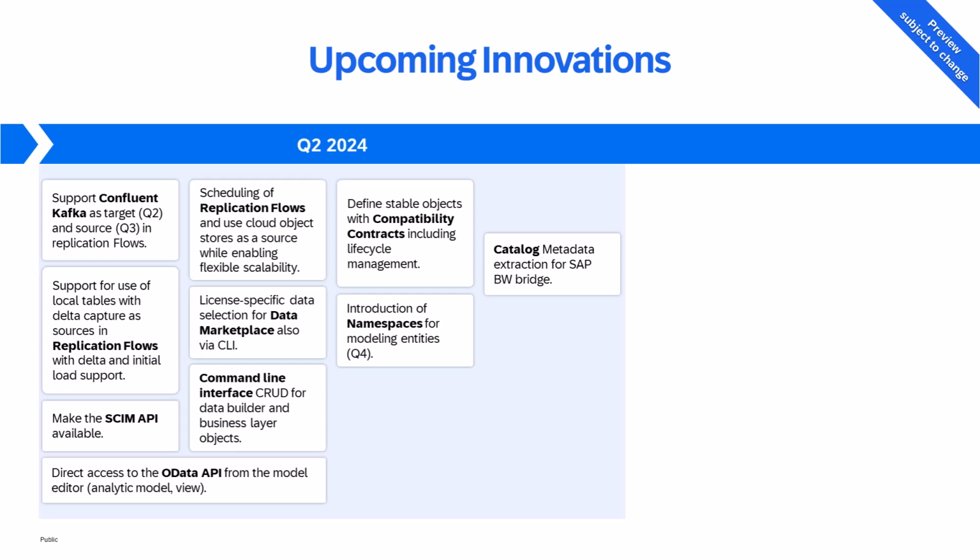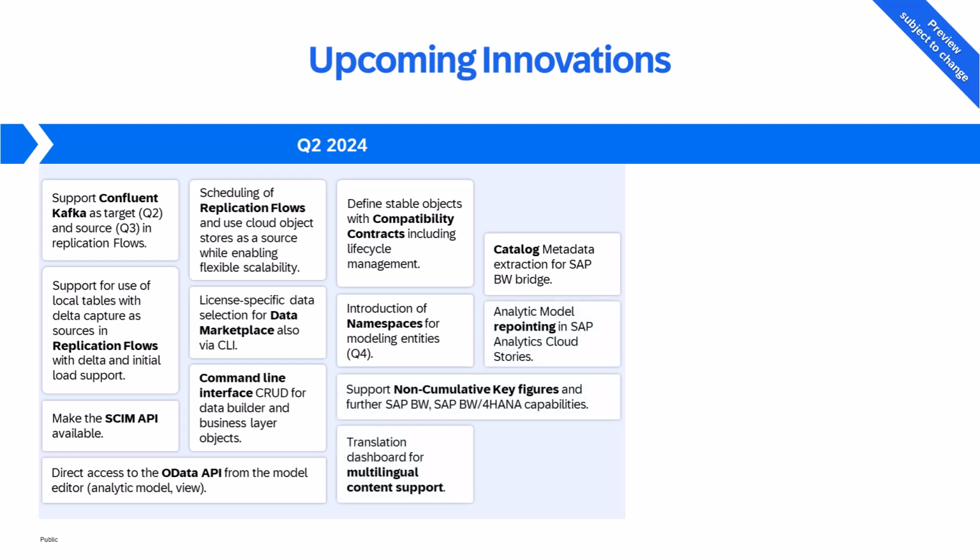As well, we want to enhance the catalog. As a first enhancement, what's planned there is metadata extraction for the BW bridge, which is an optional component already of SAP Datasphere, and to be able to add that to the catalog. Then a story which is more on the SAP Analytics Cloud side, but story repointing is planned currently for the Q2 release of SAP Analytics Cloud. That would then also affect the analytic model, being able to repoint or exchange models here for those stories.